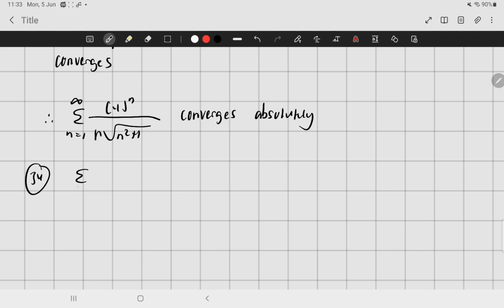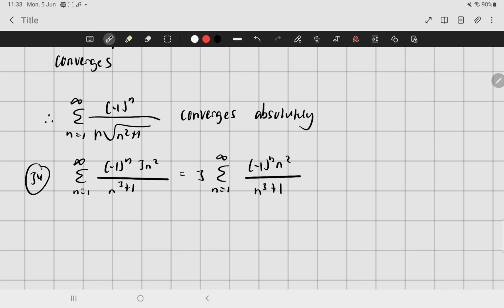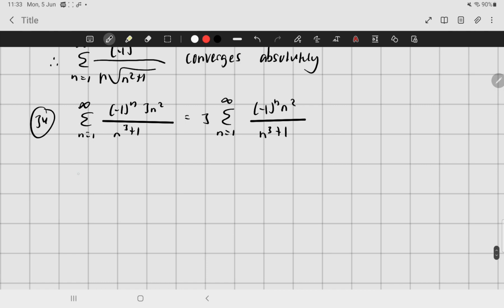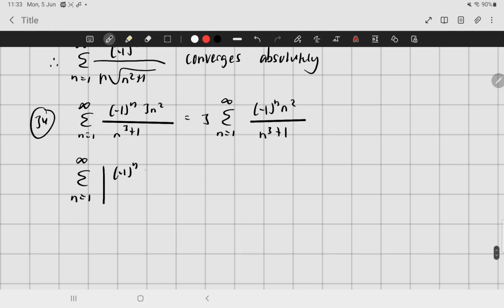We have this series, which is an alternating series where 3n squared over n cubed plus 1. So our constant multiple, I'm going to bring it out. Then we have this. Now I'll be focusing on this series only, and then I'll make a conclusion. All right. So by putting the absolute value, we know that negative 1 to the power of n can be cancelled.